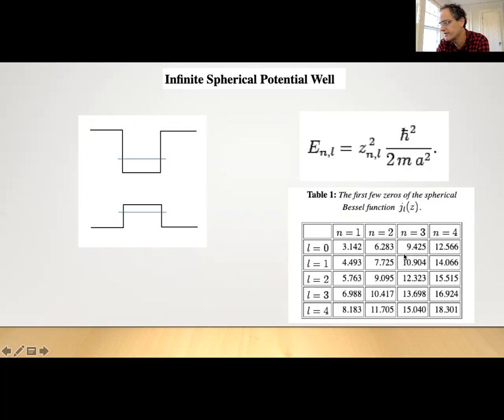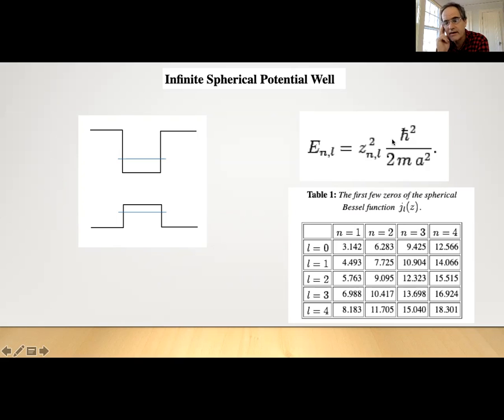And the first few zeros are given in this table here. That's a little complicated, but just to illustrate how that works. In the case where L equals 0 for these states, then the zeros just occur at 1 times pi, 2 times pi, 3 times pi, and so on. For the other cases, it's a little harder to find them, but they're all tabulated someplace.